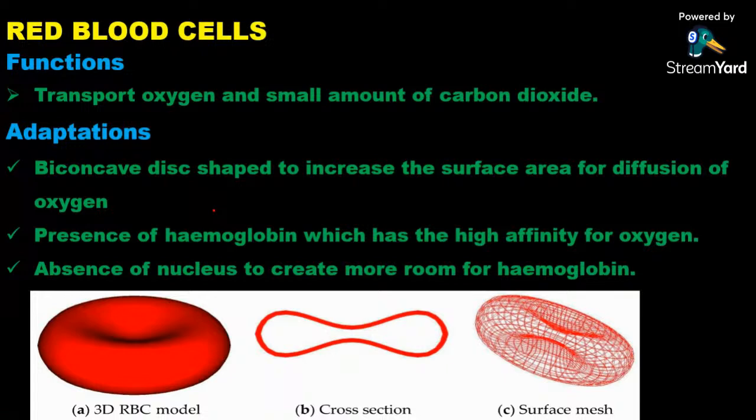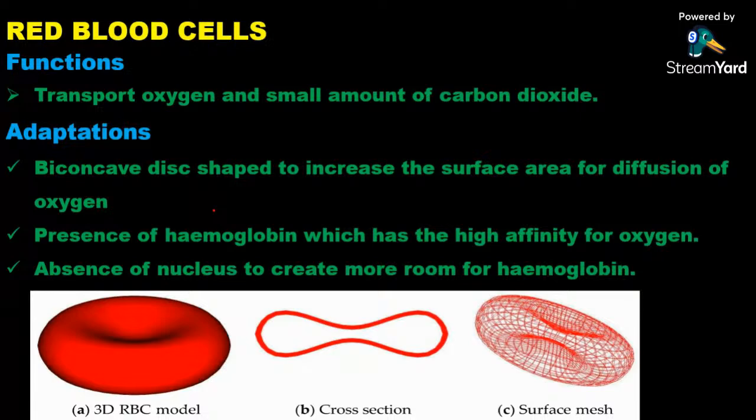Red blood cells, one of the specialized cells. So what is the function of red blood cells? The function of red blood cells is to transport oxygen and a small amount of carbon dioxide. That is the function of red blood cells, so transport oxygen.